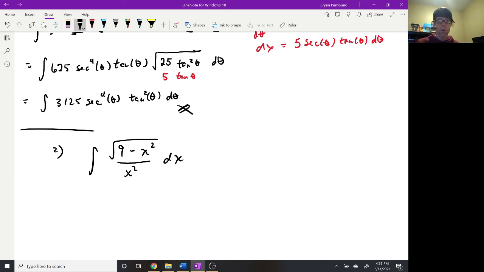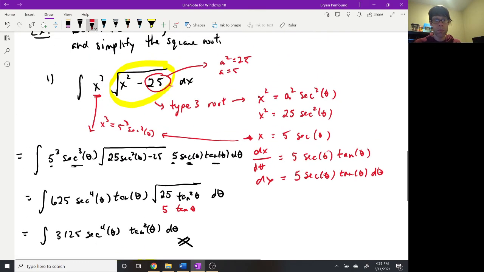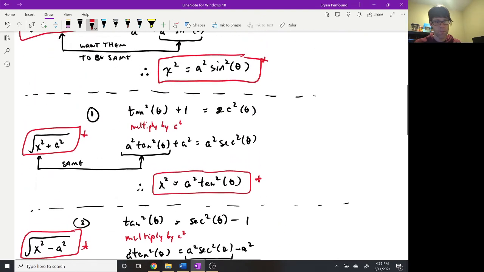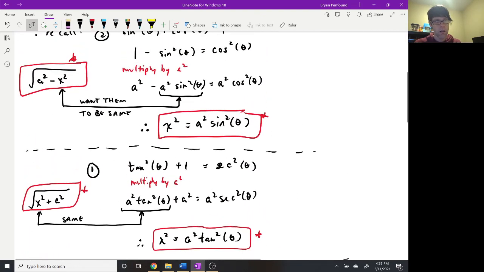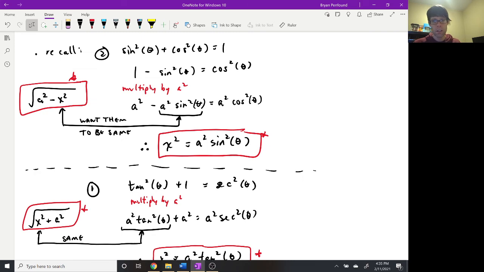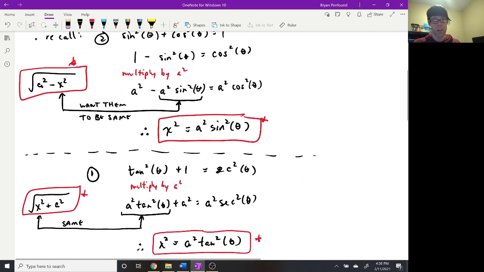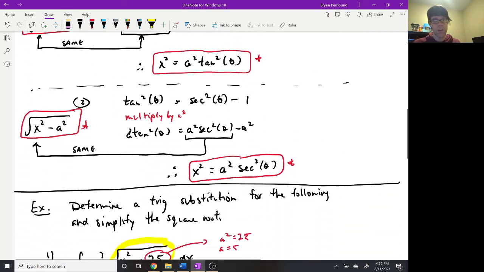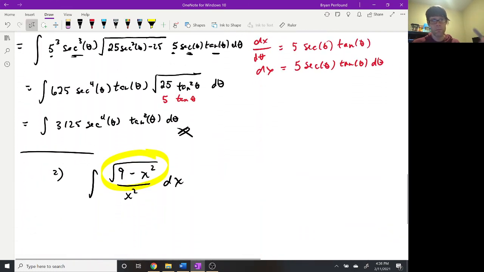So like before, we want to look at this root and try to determine what class of root it is. Is it a type 1, type 2, or type 3? This one looks like it's going to be this kind of integral. It has the number portion first, then the subtraction by the variable portion. So it looks like we're going to try to set up a sine substitution in this case. This is a type 2 kind of root.